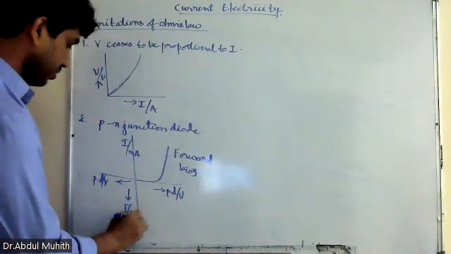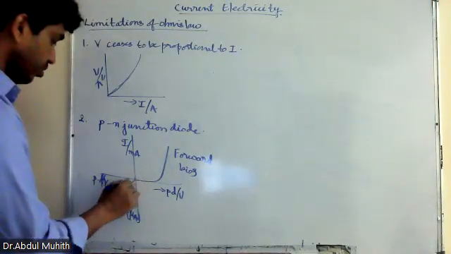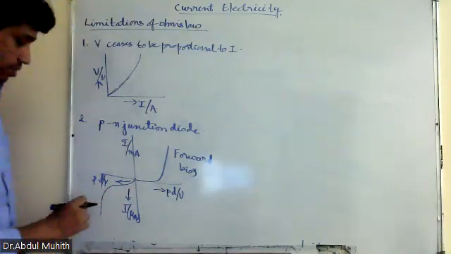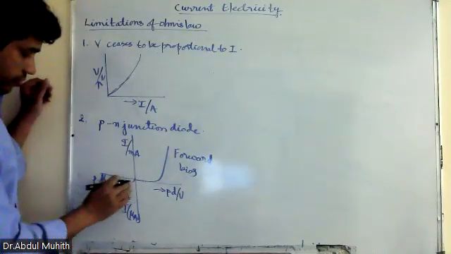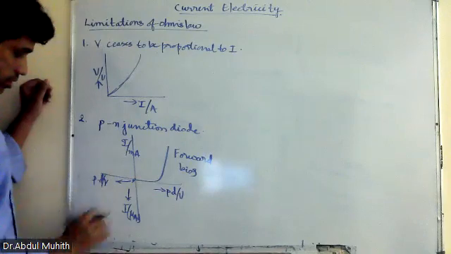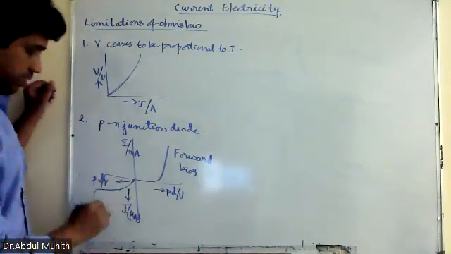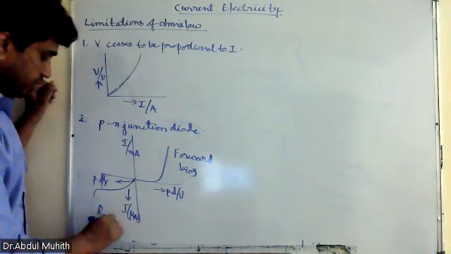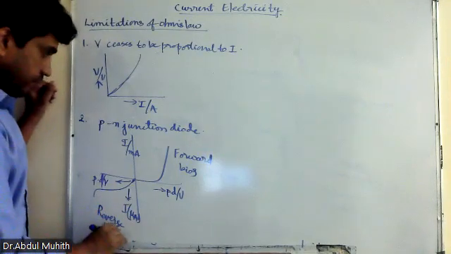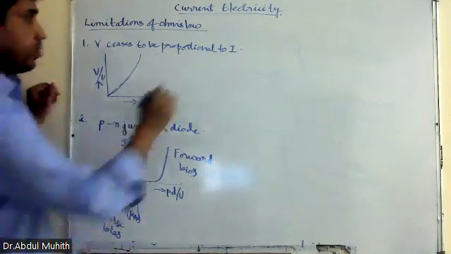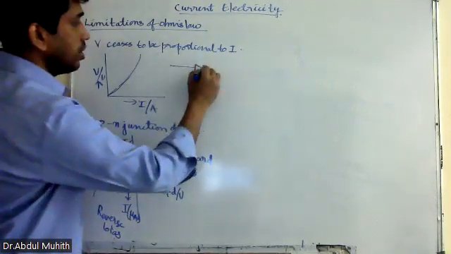Current is in microamperes. So what happens here? If you draw this, the graph comes like this. See? Actually, for forward bias and reverse bias, we just change the polarity. If you look at the diode example, we did this in the last chapter.